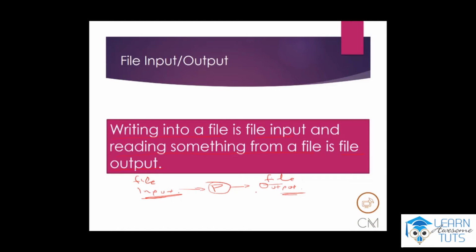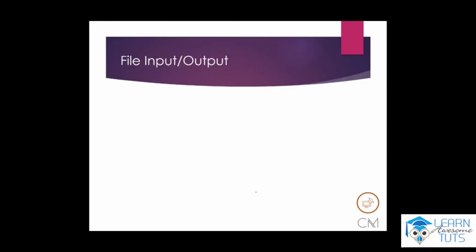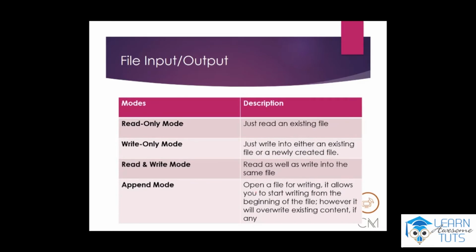And the input and output terms are actually more related to screen input and output. Screen means that we display a result on the screen. It is called output. We provide some input to our program from the command prompt, from the keyboard. This is called input. So it is enough to remember for now that writing in the file is file input and reading something from it is file output. So let's see some modes.